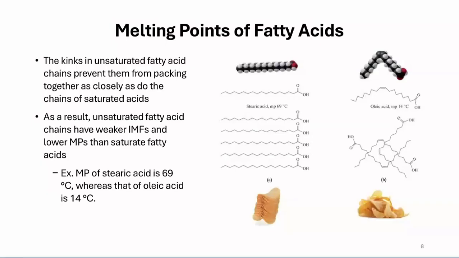We observe in table 14.1 that there were different values for the melting points of fatty acids. If we pay close attention to the data on the right side of the slides, we are going to observe examples of two different fatty acids. On the left side is stearic acid, which is a saturated fatty acid. And on the right, we have oleic acid, which is a monounsaturated fatty acid. Both of these fatty acids have 18 carbons in length.